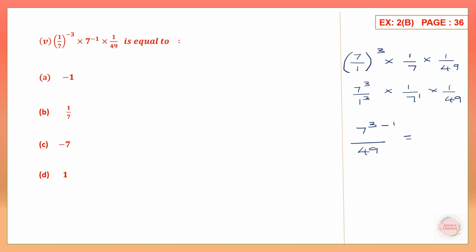So now 7 raised to the power of 3 minus 1 is 2, and 49 is 7 into 7, which is 7 raised to the power of 2. So now, as you can see, here we have 7 raised to the power of 2. Here also we have 7 raised to the power of 2. and both get cancelled, and that is equal to 1. So here our final answer here is option D, that is 1. So let's take that option D.